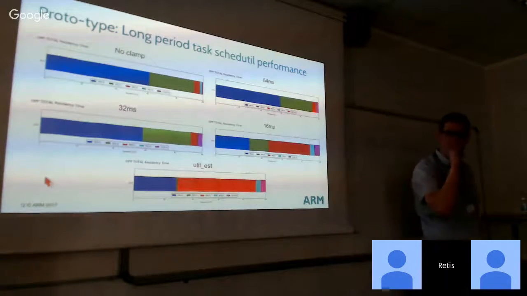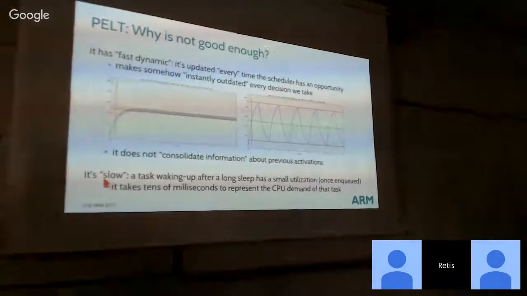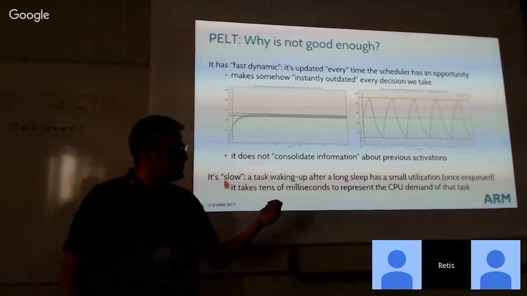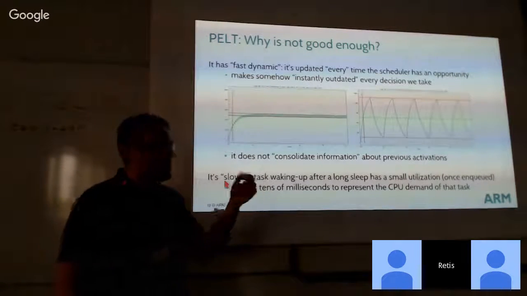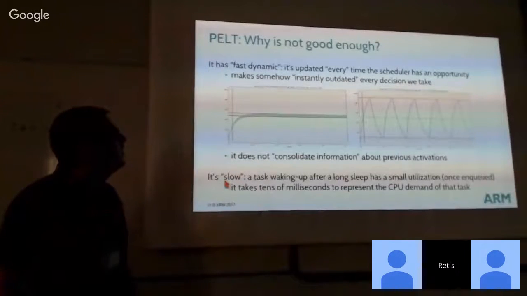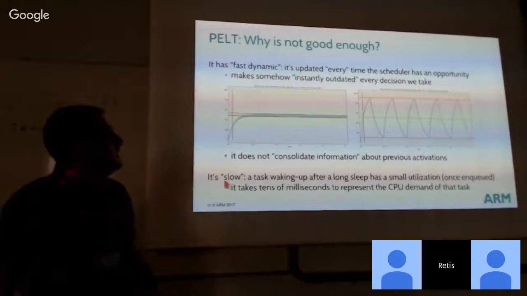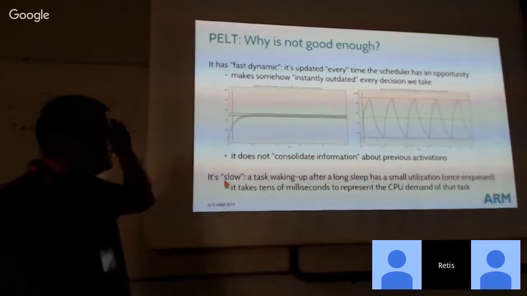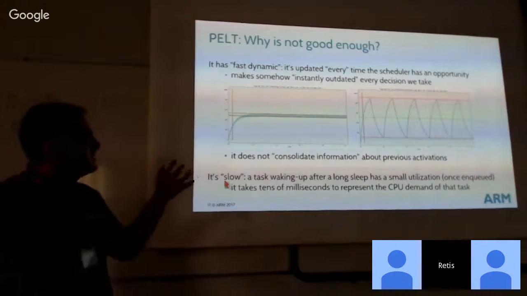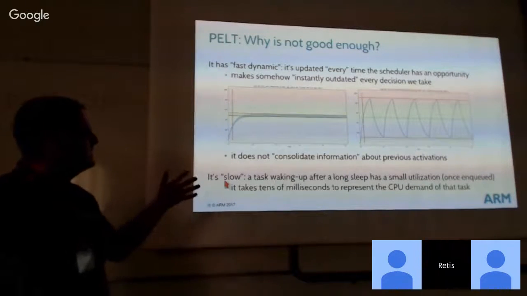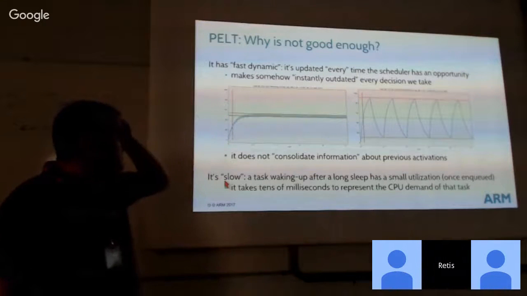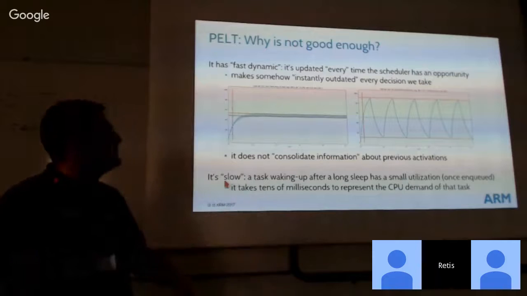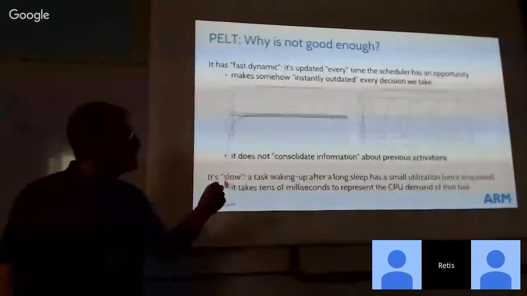Well then, Pat. Yeah, so we started already in the past, actually before Morten implemented the clamping, there was another idea going around, trying to use a little bit better the history of how the task behaved in the past. But as an introduction topic, the point is that PELT by itself is a really good metric to estimate how big a task is, how much utilization it has. But it has some hard-coded behavior.